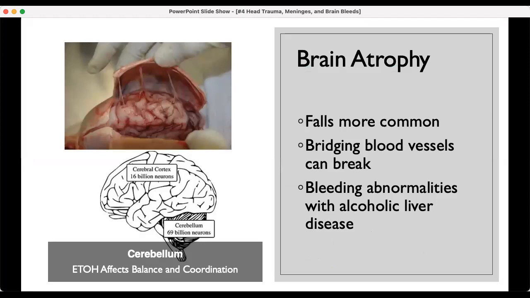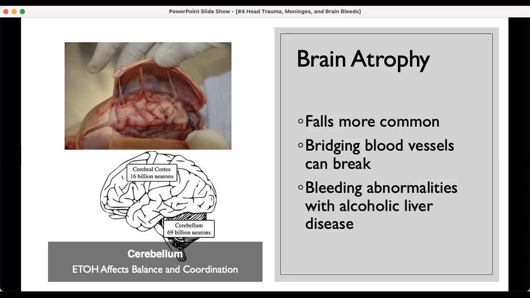So this is another visual looking at a brain and taking the skull away. And these are the bridging vessels connecting the brain coming through into the cranium. What alcohol does is it affects both balance and coordination. So there can be confusion if patients with alcoholism present. So basically, never write off a change in mental status to just the alcoholism. They could have a subdural hematoma.